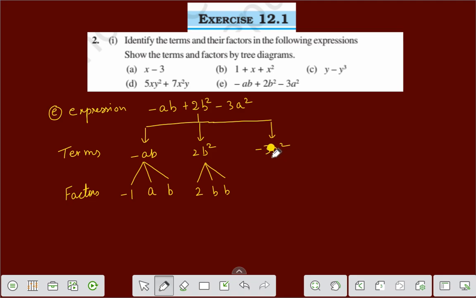The last term has three factors: one is minus 3, a and a. These are the various factors, right? Here is minus 1, a, b, here is 2, b, b, this is minus 3, a, a. These are the various factors, these are the various terms, and this is the expression.